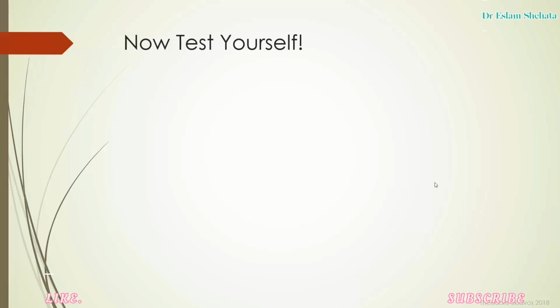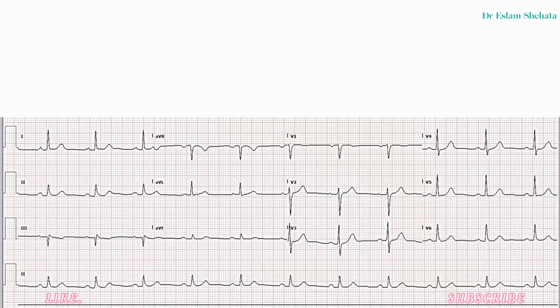So the remainder of this lecture is just a quiz, a chance for you to test yourself and put this stuff into practice. So let's jump right in. Alright, so interpret this ECG. I'll get you to pause it here, and then I'll get straight into the interpretation.